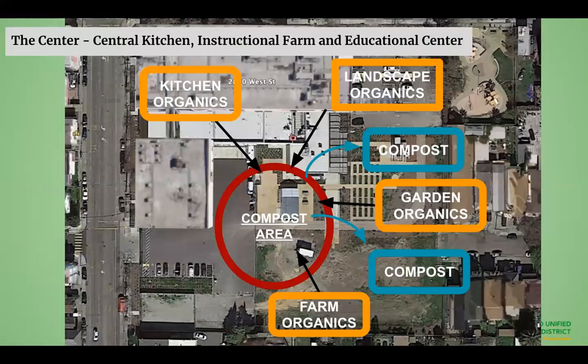On this slide, you can see a bird's eye view of the center and how we are planning to incorporate composting into our site. The organic waste from the central kitchen, garden, farm, and landscaping will be diverted into one of the composting systems here at the center. Once the compost is finished, it will be used in the farm and garden.